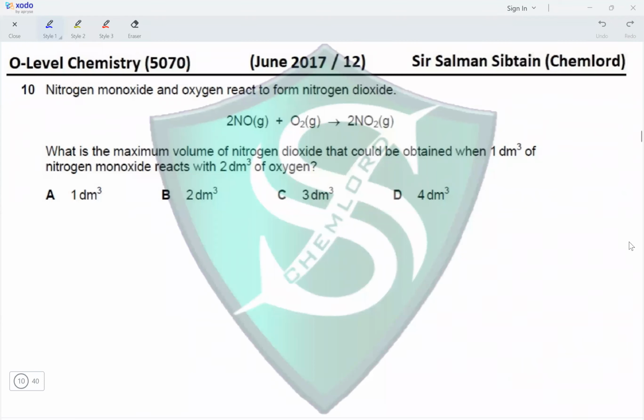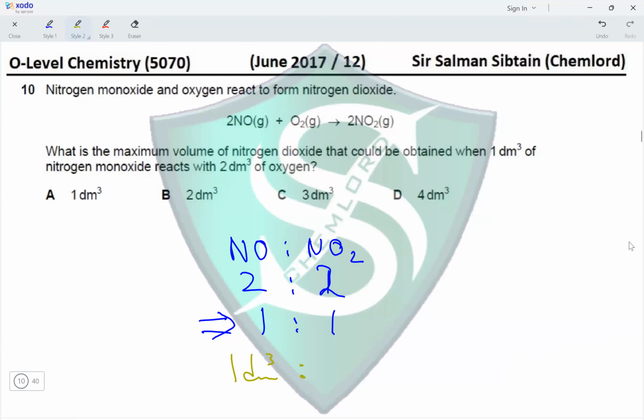Question 10. Nitrogen monoxide and oxygen react to form nitrogen dioxide. What is the maximum volume of nitrogen dioxide that could be obtained when 1 dm cube of nitrogen monoxide reacts with 2 dm cube of oxygen? So the molar ratio of NO to NO2 is 2:2, which is the same as 1:1. Therefore, if we have 1 dm cube of nitrogen monoxide reacting, the volume of nitrogen dioxide produced would also be 1 dm cube according to the molar ratio, irrespective of how much oxygen is being used up.